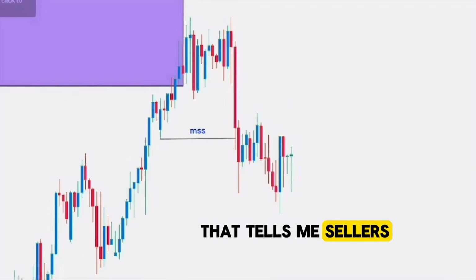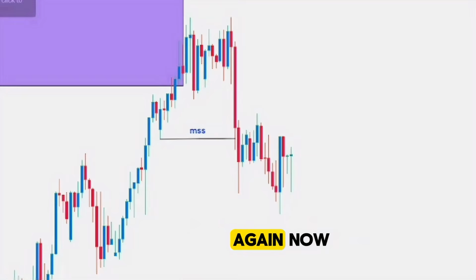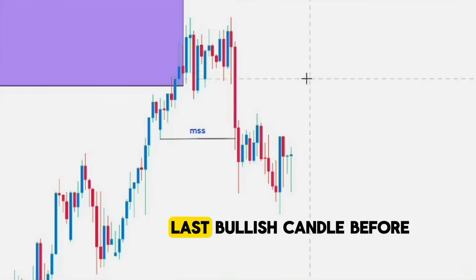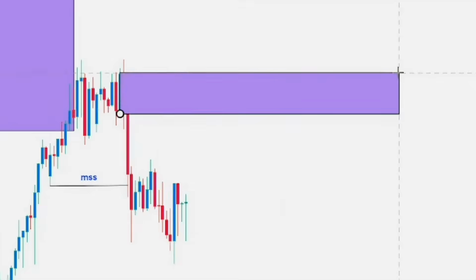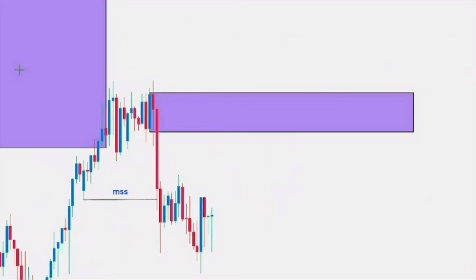That tells me sellers are beginning to take control again. Now, I look for the last bullish candle before this strong bearish move. This candle becomes my 4-hour supply zone. At this point, everything is coming together.